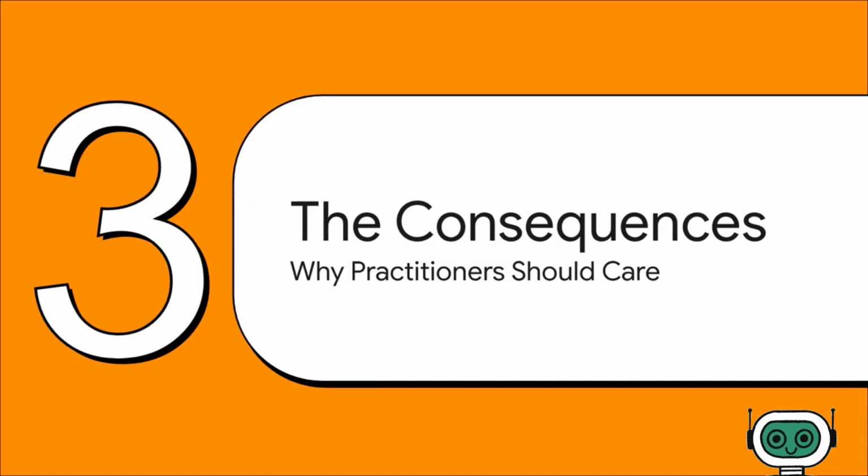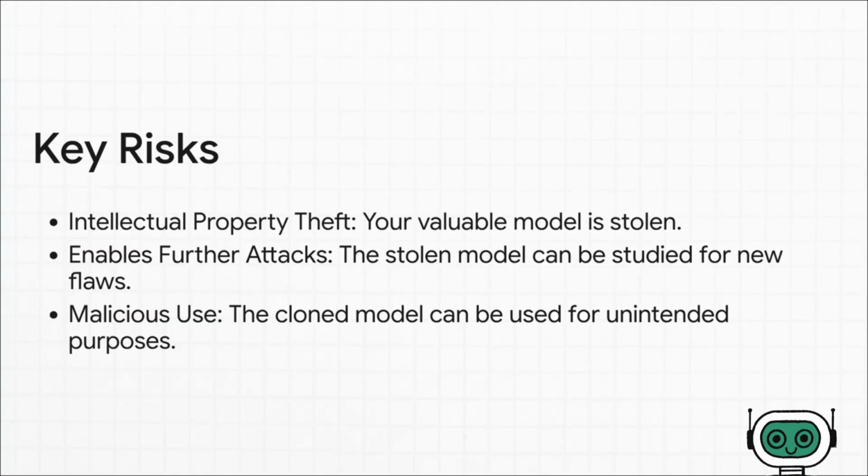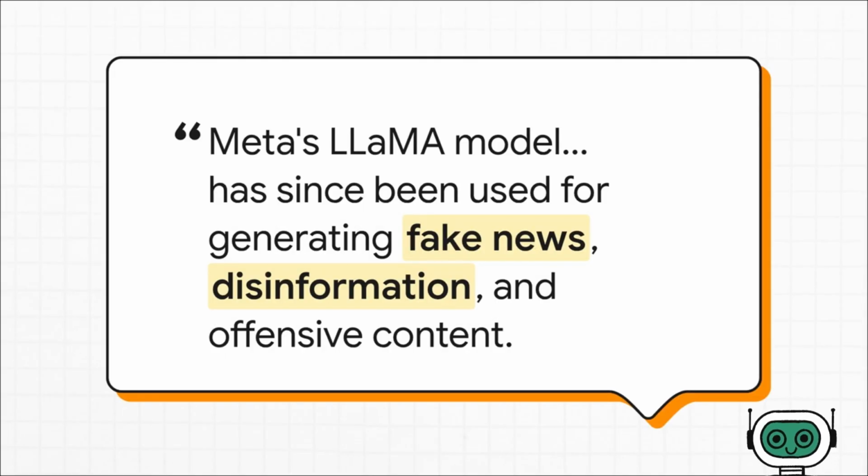So, why should you, as an engineer or a data scientist, really care about this? Well, the consequences are a lot bigger than just losing a bit of a competitive edge. First off, it's straight-up intellectual property theft. All that time and money you spent building your model can be wiped out for pocket change. Second, once an attacker has a copy of your model, they can study it offline to find other security holes. And finally, that cloned model can be used for all sorts of malicious things that you never, ever intended. And we've seen this play out. When the parameters for Meta's Llama model got out, it was immediately repurposed to generate things like fake news and disinformation. Once your model is out in the wild, you have zero control over what people do with it.